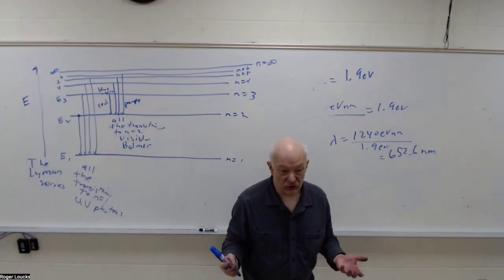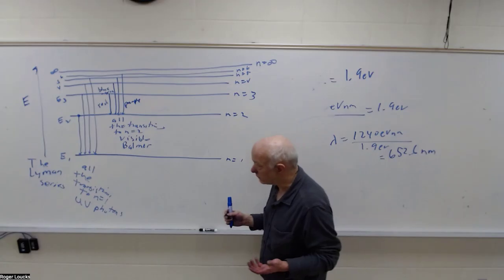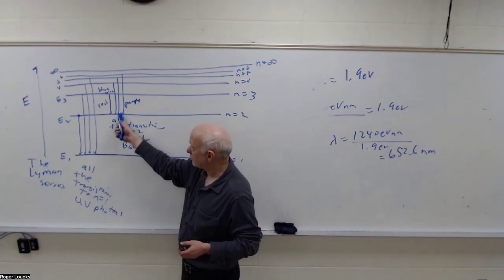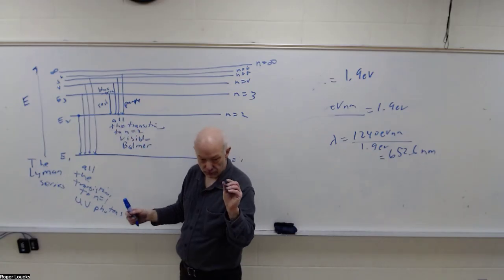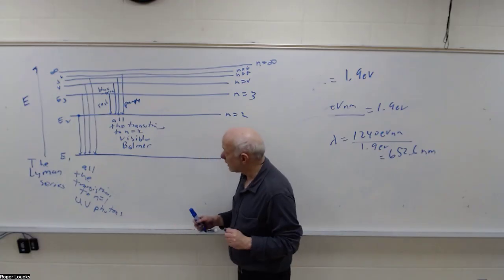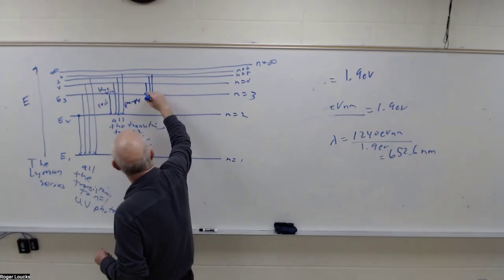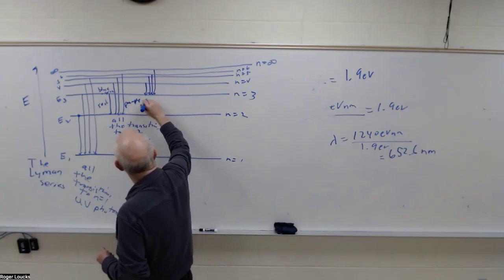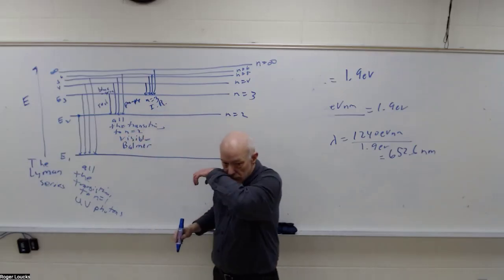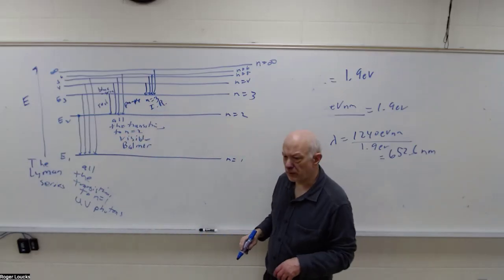They're the ones you can actually easily see. And again, if your eyes are very good, you can see that they're right on top of each other, but they are distinguishable. Okay, we have those. Then we can have transitions to n equals 3. These are all infrared. I think these are the Paschen ones.